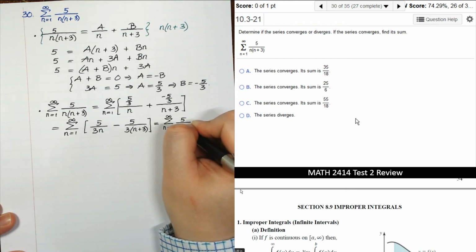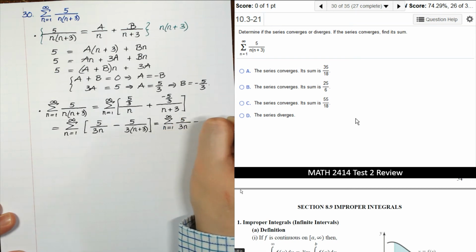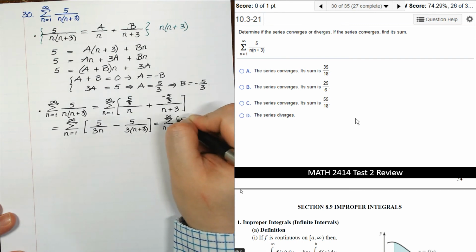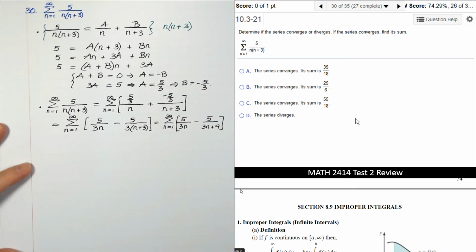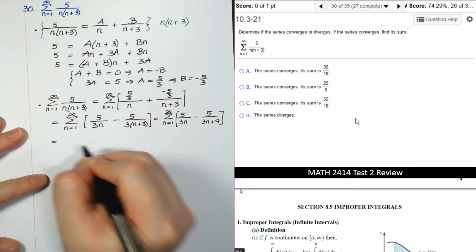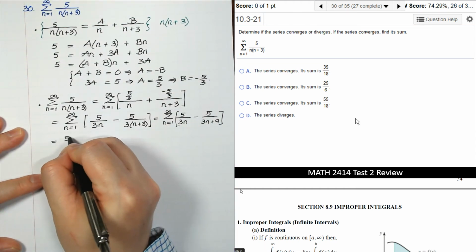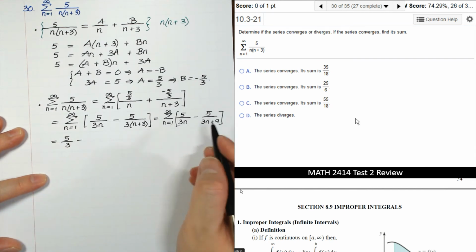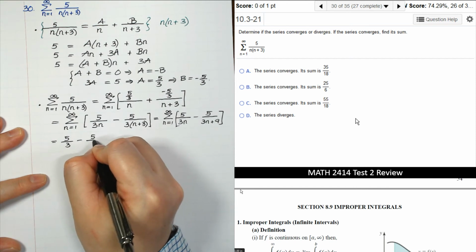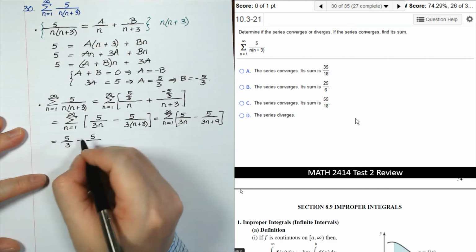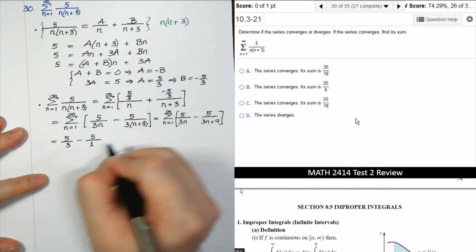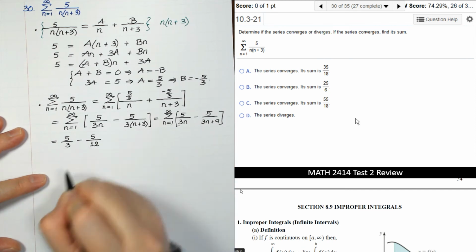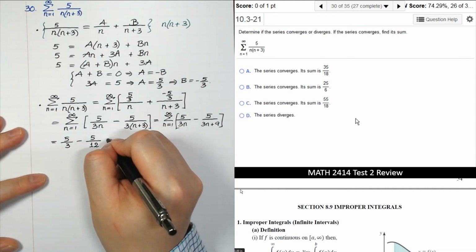Five over 3n minus 5 over 3n plus 9. Right. Now let's write the first few terms. Maybe we see something here. Put 1 in for n, 5/3. Put 1 in for n. Will be 12. Right. Doesn't lead us anywhere yet.